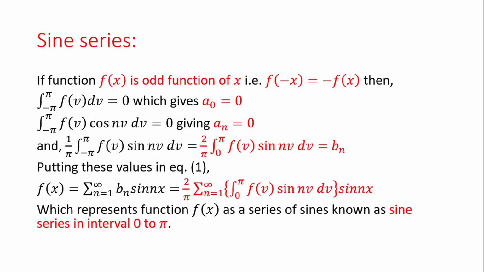In summary, if f(x) is an odd function, then f of minus x is equal to minus f(x), a0 and an both become 0 and only Bn survives, and we obtain a Fourier series as a series of sines only, and it is known as a sine series in the interval 0 to pi.